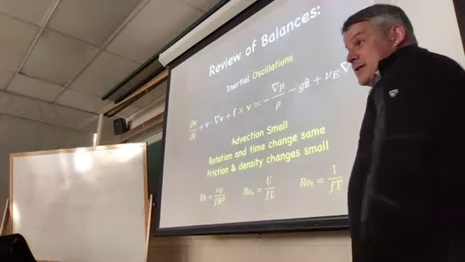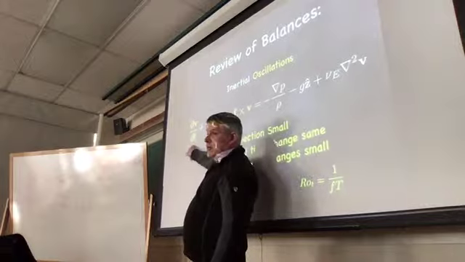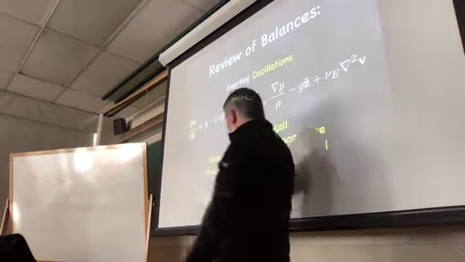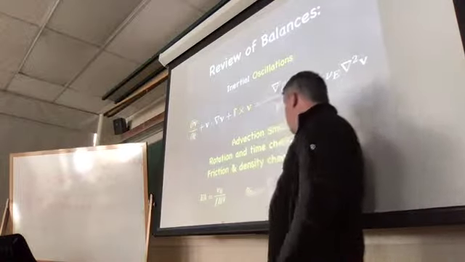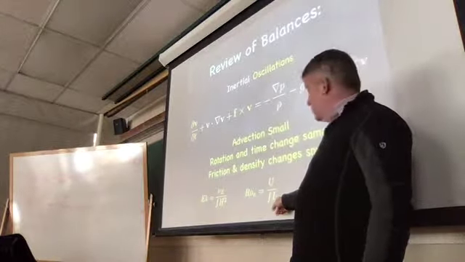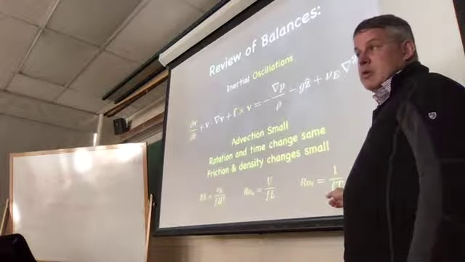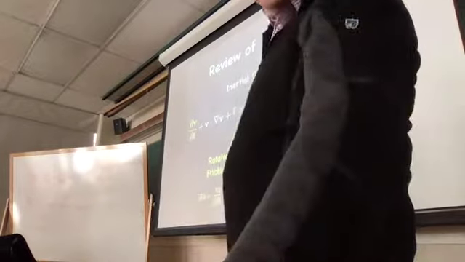Inertial oscillations were the Coriolis force balancing the time derivative. So in this case, it was inviscid, so the Ekman number was small. The advective Rossby number was small, but the temporal Rossby number was order 1. Okay? So we've seen a lot of different classes of balances.